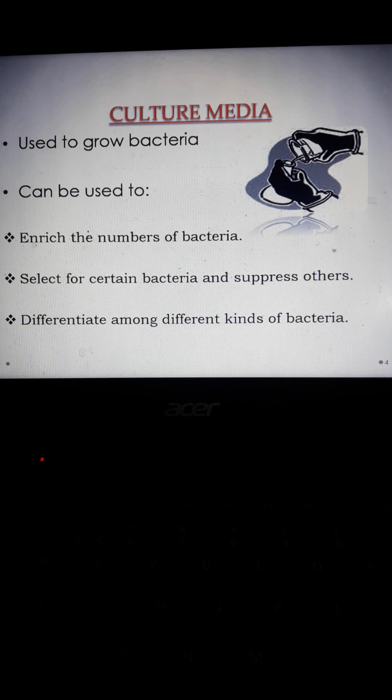Kailangan isuppress mo yung others, ha? Hindi pwede yung Pseudomonas plus Staphylococcus. Iba-iba yung culture media kasi magkakaroon ng tinatawag natin na cross-contamination dyan. Pwede mamatay si Pseudomonas, pwede mamatay si Staphylococcus aureus. So, differentiate among different kinds of bacteria.